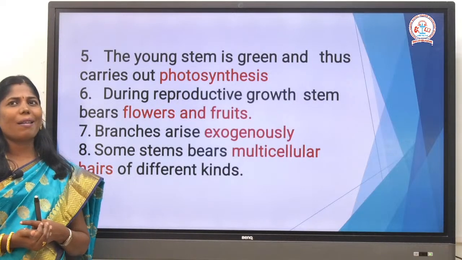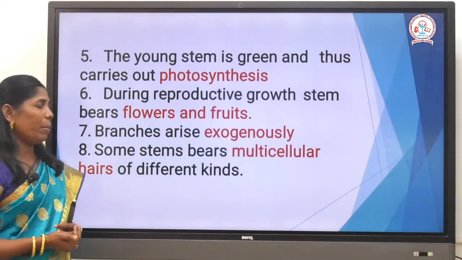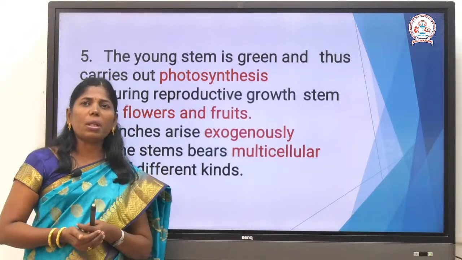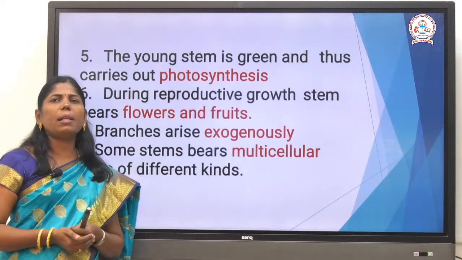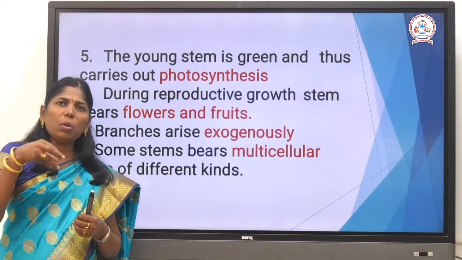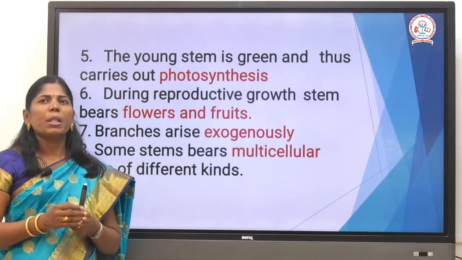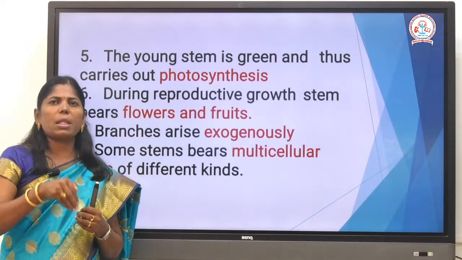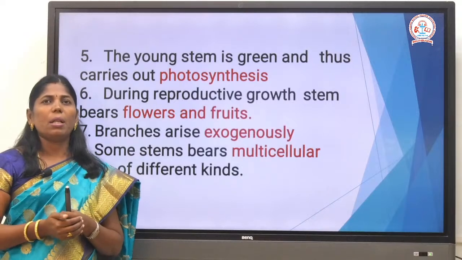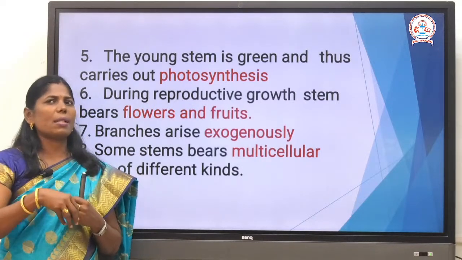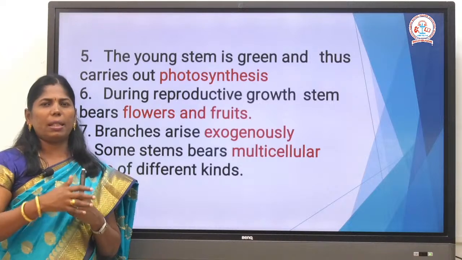Branches arise exogenously. What is the meaning of endogenously? Roots arise endogenously. We already studied that the pericycle is the innermost layer of the root, and from the pericycle the lateral roots arise. So that is the innermost layer, and that is considered endogenous.